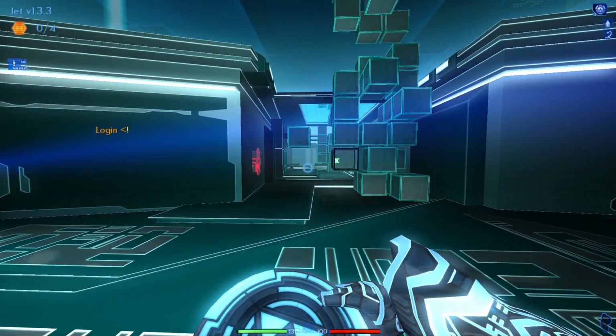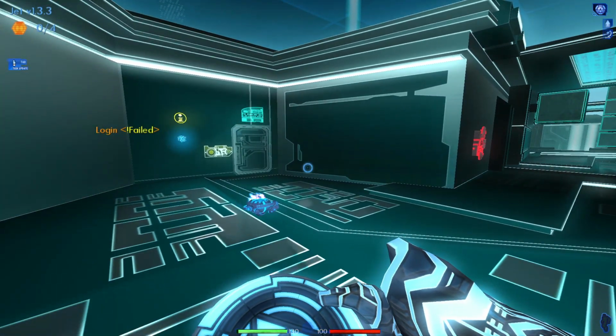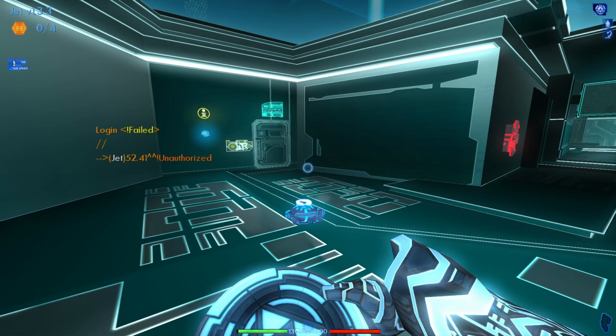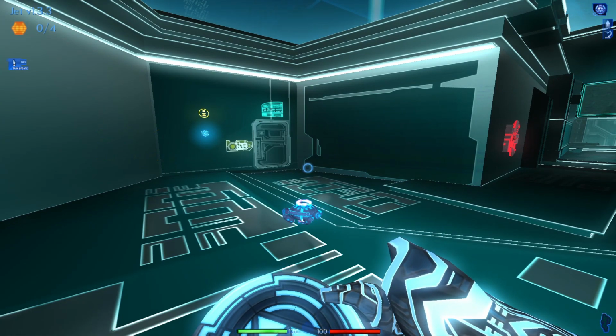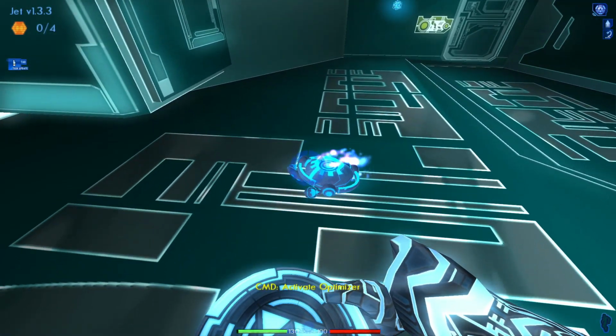Okay, program integration sector, the lab server. Our login apparently failed again. We are now recognized as an unauthorized user. Not sure why it's putting a 52 next to our level. I could certainly use that many points.